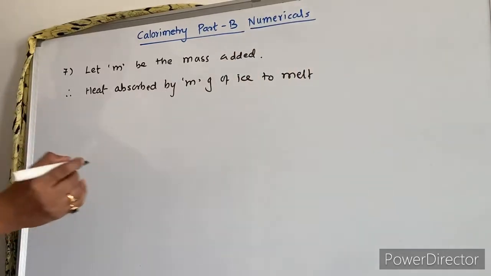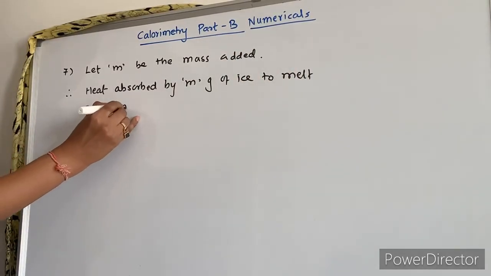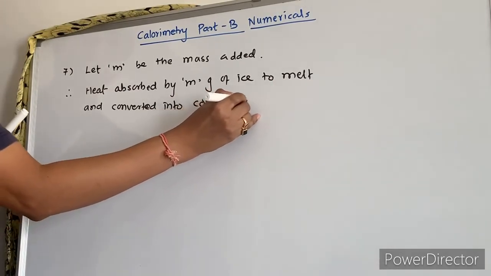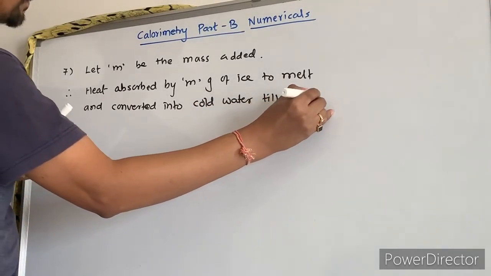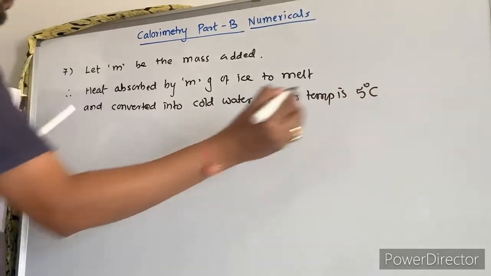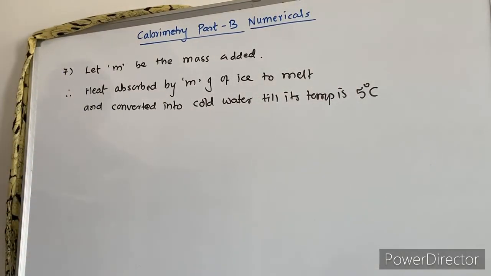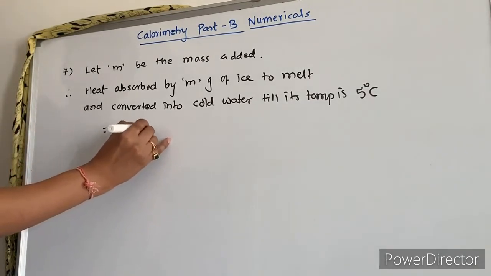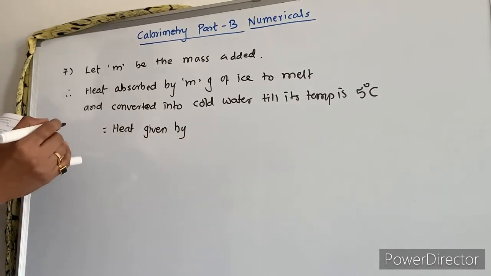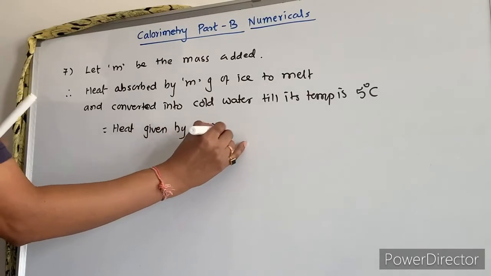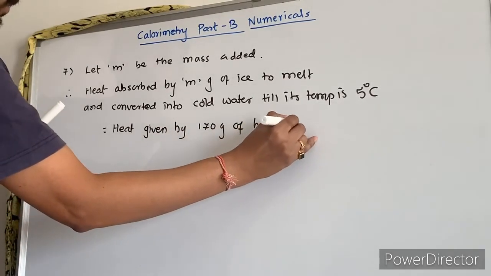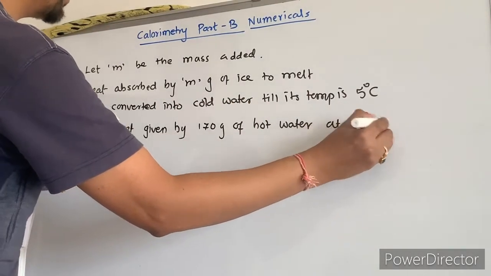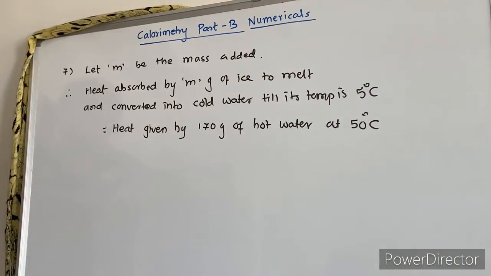This is first part. And converted into cold water till its temperature is 5 degrees Celsius. Temperature will be what? 5 degrees Celsius. Right? Now this is equal to heat given by 170 gram of hot water. Now at what temperature? At 50 degrees Celsius. So what will be the working part?